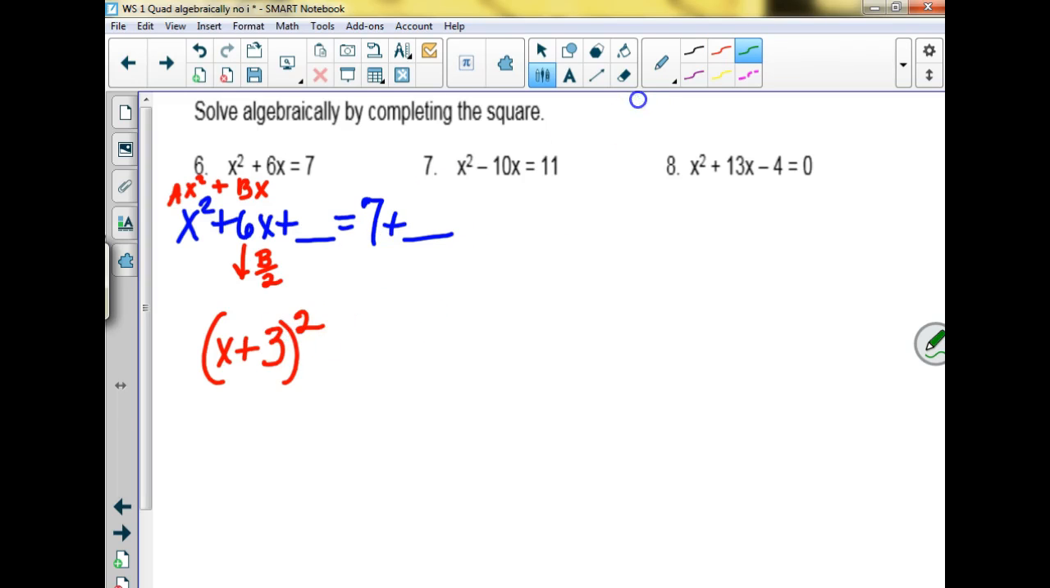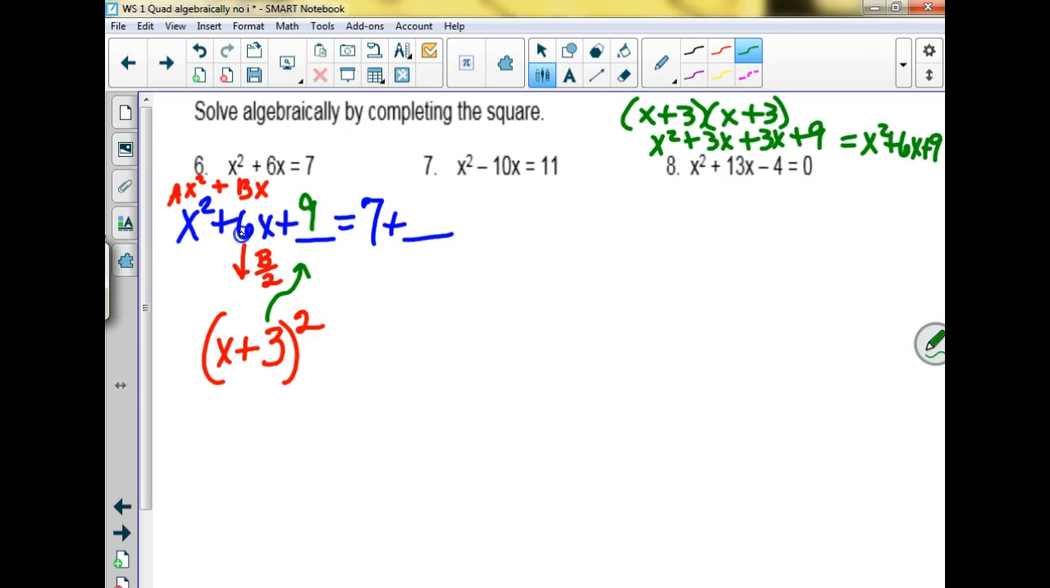Now, if I wrote out x plus 3 times x plus 3, I'd get x squared plus 3x plus 3x plus 9 when I did FOIL, right? So that would be x squared plus 6x plus 9. So in order for this to be equivalent to this step, what goes back in here? 9. Okay, so you take half of b and then you square it to get back to this blank.